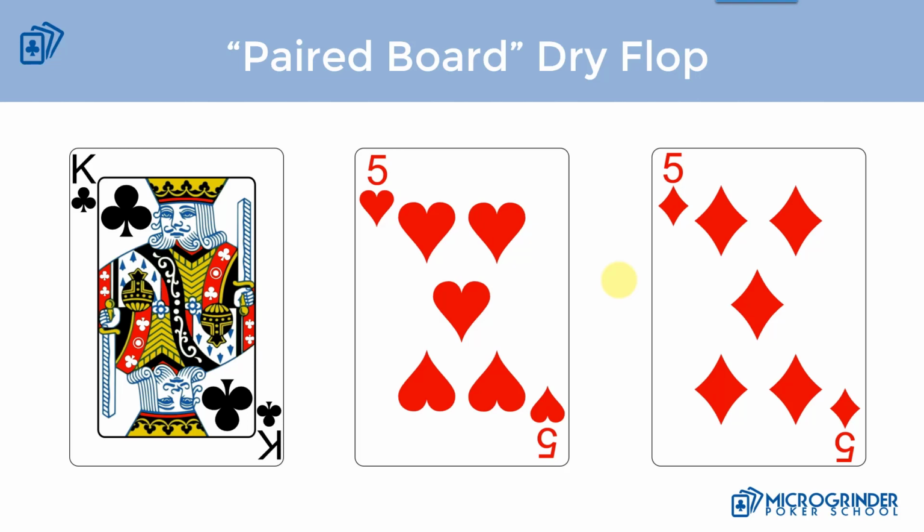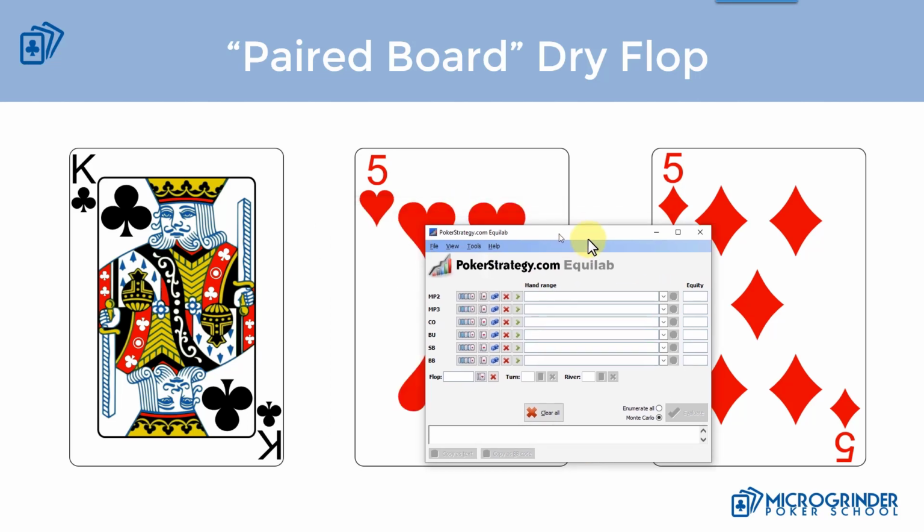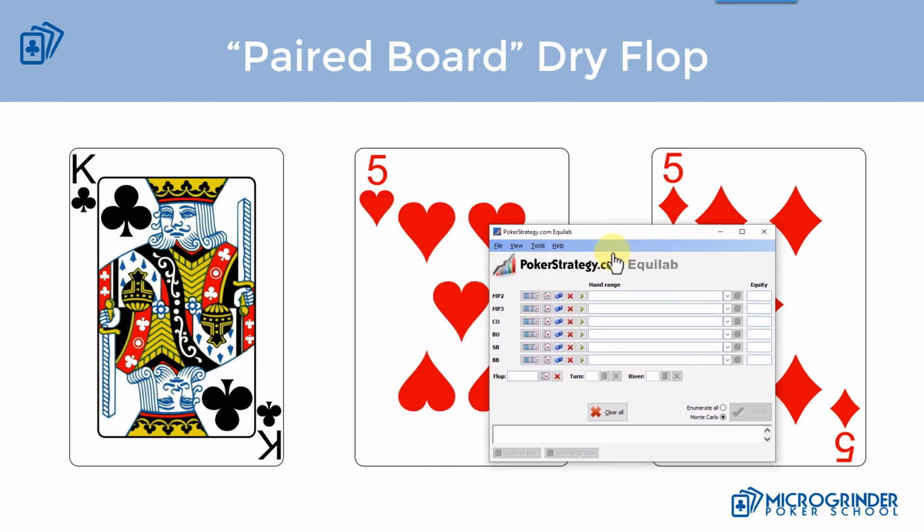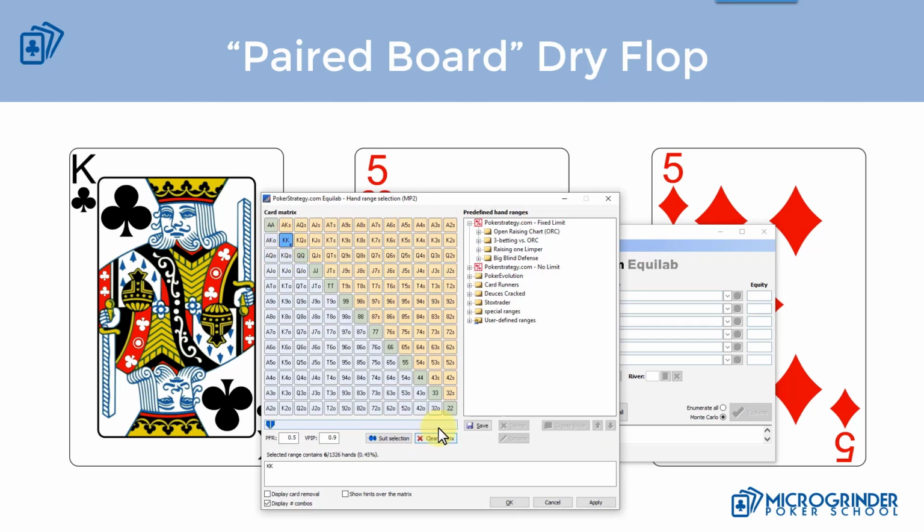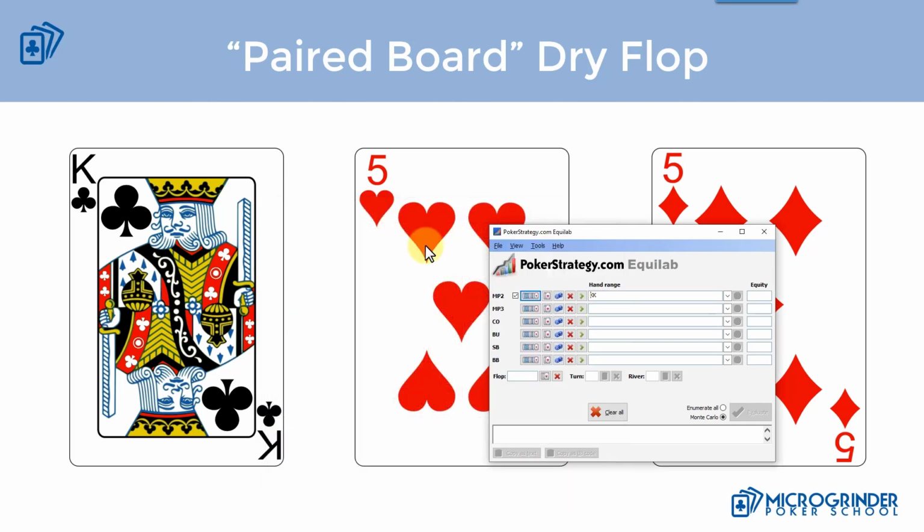Okay, so now let's talk about the paired board. The paired board is very similar. With the paired board on a King 5-5, again, there's really little chance of our opponent improving, right? There are no flush draws, there are no straight draws. It would have to go runner-runner for them to improve. So let's say that we have pocket kings here. What are they going to call with? They really can't call with anything. There are no draws to call with.